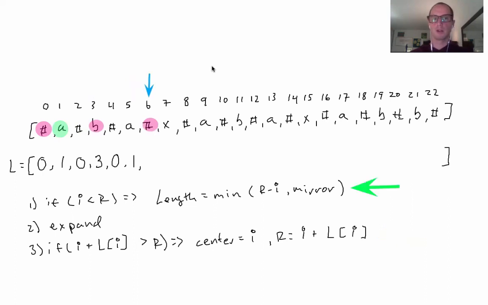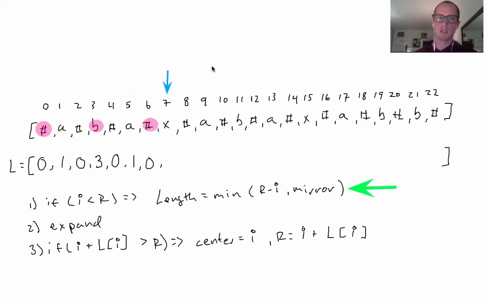We'll increment our pointer, and now our pointer does not lie within the right boundary, so we cannot use a mirror to update its palindrome. We'll try to expand around index 6, and we'll see that we cannot expand, so we will put a 0 in for its palindrome at index 6. So we'll increment our pointer to index 7.